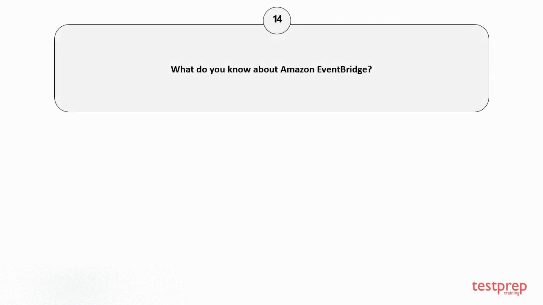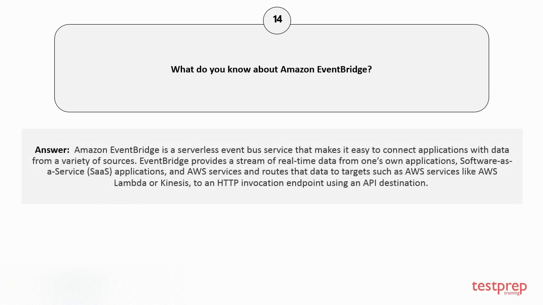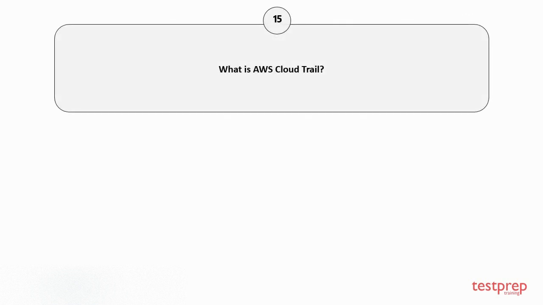Question number 14. What do you know about Amazon EventBridge? Your answer is, Amazon EventBridge is a serverless event bus service that makes it easy to connect applications with data from a variety of sources. EventBridge provides a stream of real-time data from one's own applications, software-as-a-service applications, and AWS services and routes that data to targets such as AWS services like AWS Lambda or Kinesis, to an HTTP invocation endpoint using an API destination.